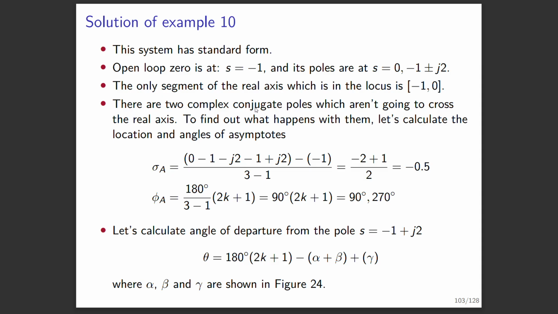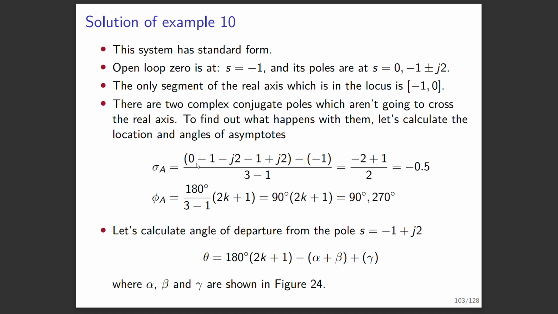Okay, so there are 2 complex conjugate poles that aren't going to cross the real axis. So we want to find out what happens to them. We find the location of the asymptote and the angle. You don't always need to find the location and angle of asymptotes, but if you try the equation, it's not going to give you a wrong answer if you don't need any.